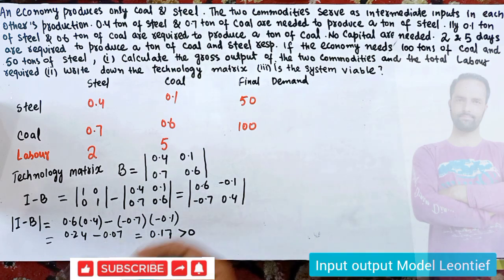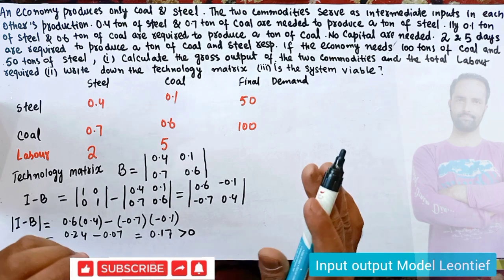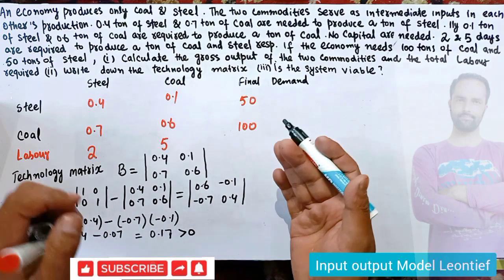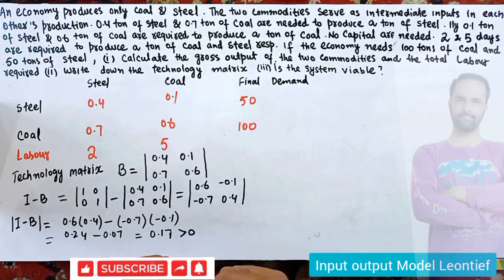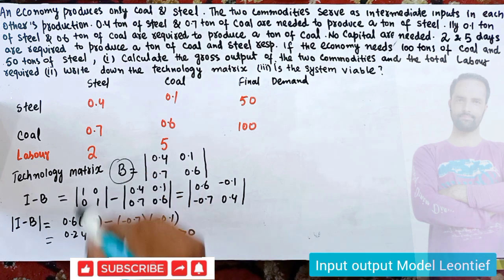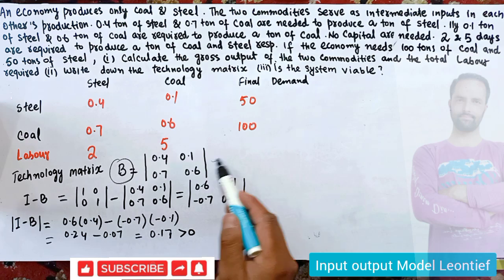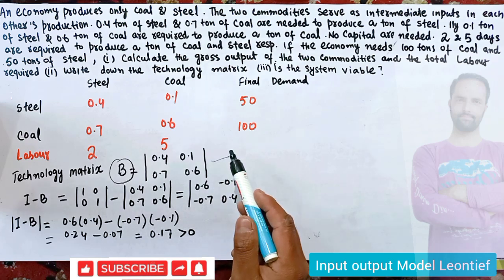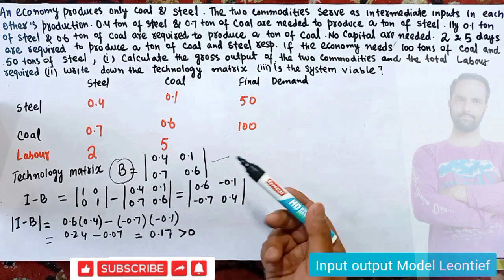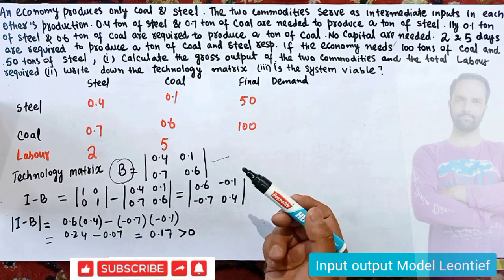So the thing I want to say, to check the viability of this system, we need to see the Hawkins-Simon condition. The Hawkins-Simon condition tells us, if this is our technology matrix, then we have to check the Hawkins-Simon condition.